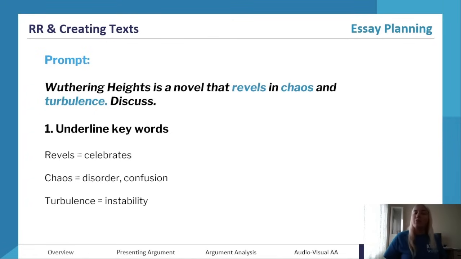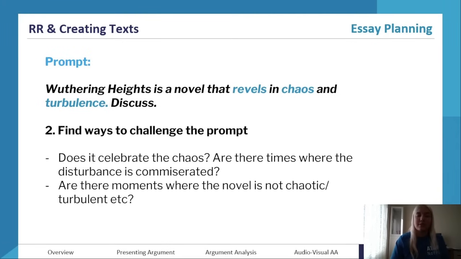So I would aim to have a body paragraph, an argument about chaos, and one about turbulence as well, because instability versus disorder are two completely different ideas. And this is how assessors try to differentiate students, because the high scoring students won't miss this, they'll understand that these are two separate ideas, but the low scoring students might conflate chaos and turbulence, treat them as the same thing, and all of their arguments are about chaos. There's no turbulence or instability really addressed separately.